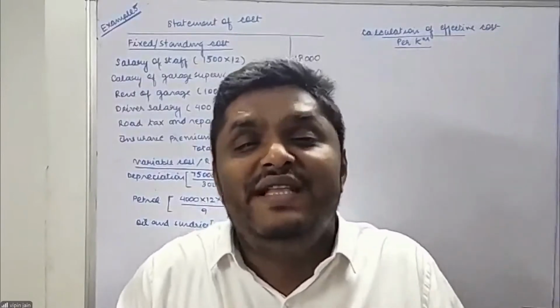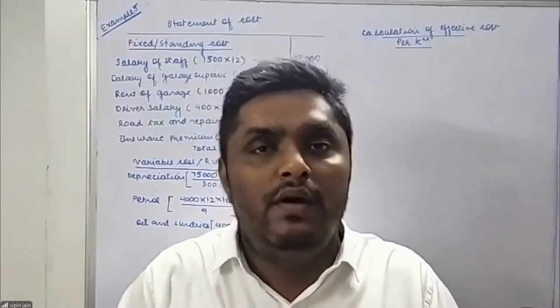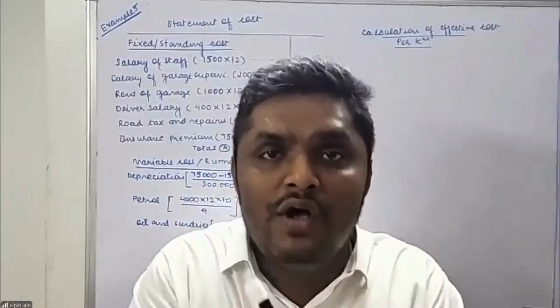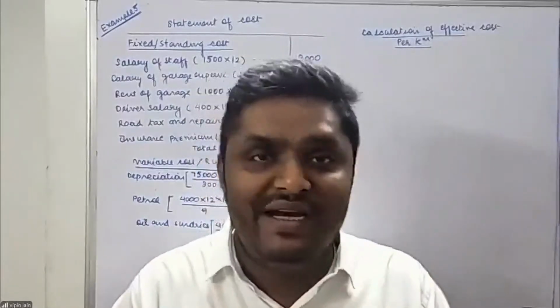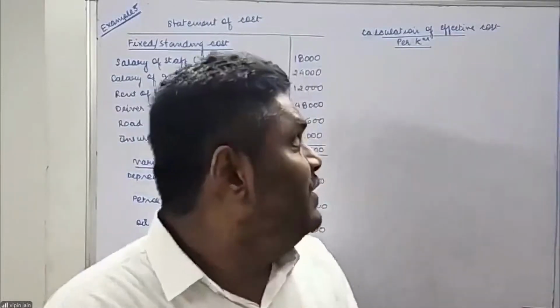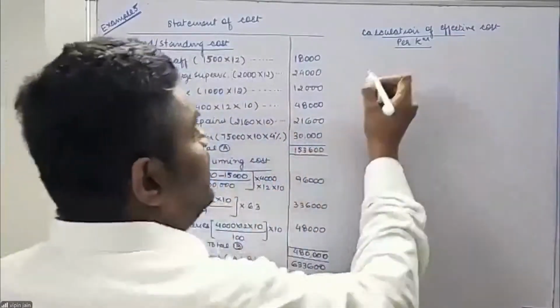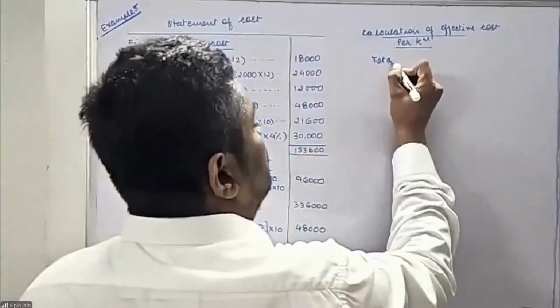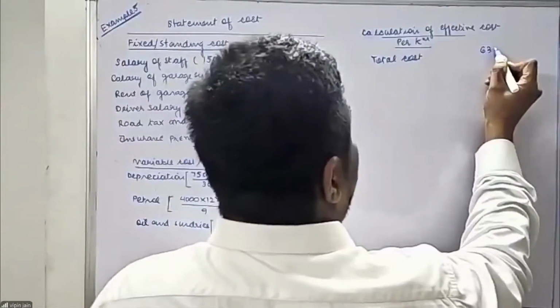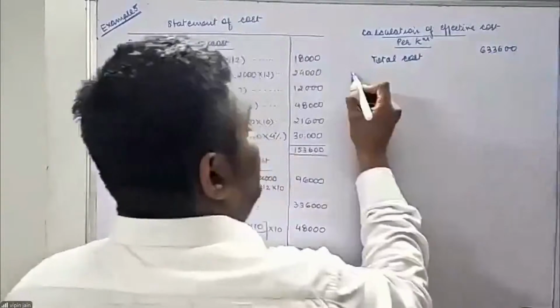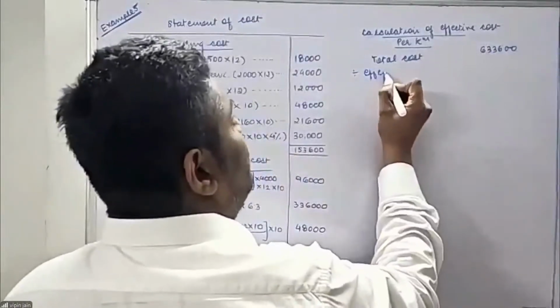So we can say it is a normal loss. And further, the cost of normal loss is absorbed by what? The remaining units. That is what I discussed in process costing. So here, when talking about the cost, we have the total cost, that is 6,33,600, divided by my effective kilometers, which will be how much?